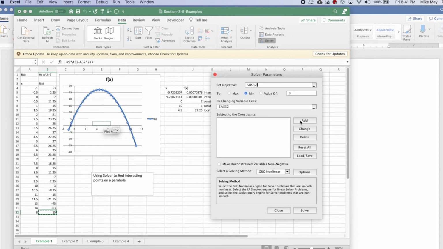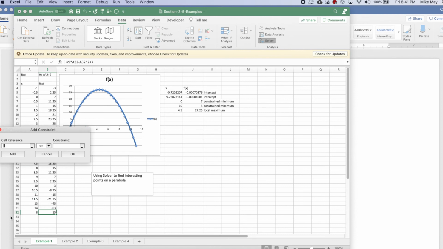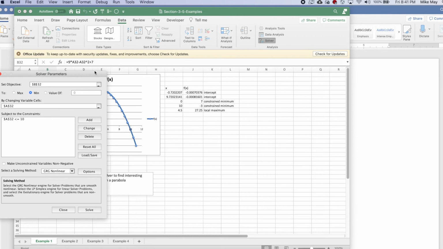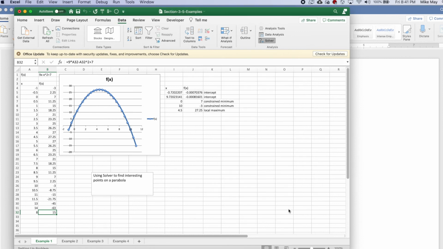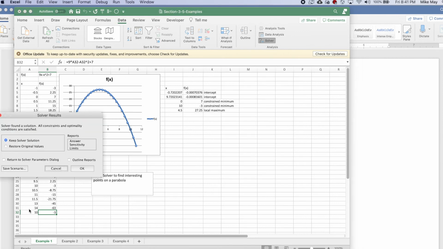Now I'm going to add a constraint, and my constraint is that A32 has to be less than or equal to 10. And I have my constraint put in. I tell it to solve. And it says that will be minimized when A32 is actually equal to 10.